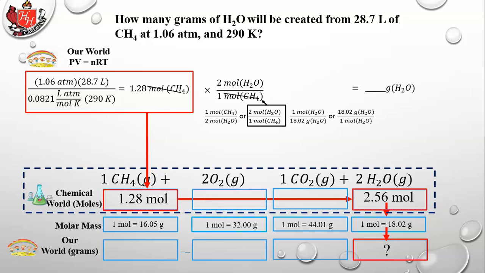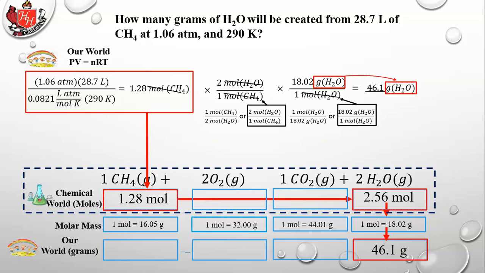Now we're ready to come out using the molar mass conversion of moles to grams. Which one do you use? Same one as last time. And that's going to put moles of H2O on the bottom so they cancel. And you're left with grams of H2O as the final unit. And if you do the math, you get 46.1 grams of water.